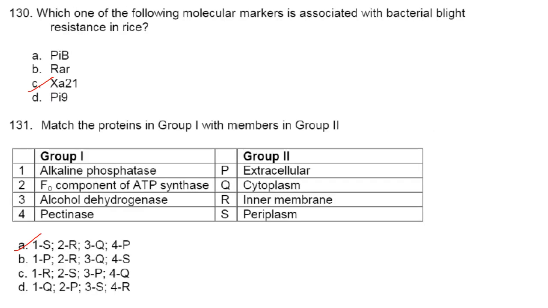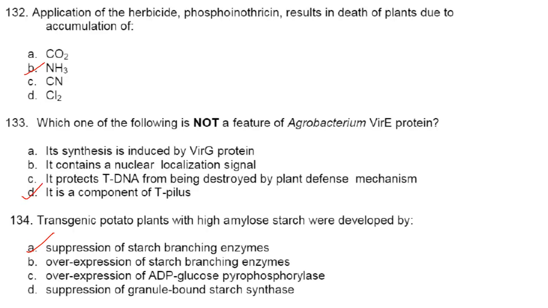Then next one. Which one of the following molecular markers is associated with bacterial blight resistance in rice? It is XA21. Answer is option C. Match the proteins in group 1 with members in group 2. Alkaline phosphatase. It is periplasm. F0 component of the ATP synthase. It is inner membrane. Alcohol dehydrogenase. Cytoplasm. Pectinase. Extracellular. So the answer here is option A, that is 1S, 2R, 3Q, 4P.